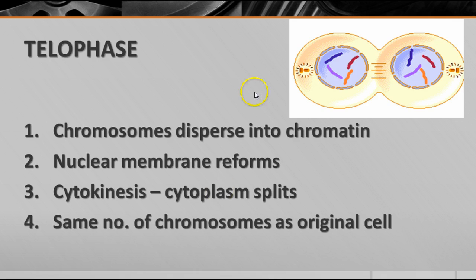In telophase, the chromosomes start to disperse. They start to kind of unwind from that tightly wound chromosome structure. The nuclear membrane reforms around the nucleus. And at the same time, or immediately following this, the cytoplasm starts to split. That's called cytokinesis, okay? And you'll end up with two daughter cells that have the same number of chromosomes as the original cell. They will be genetically identical to the parent cell that started the whole process.